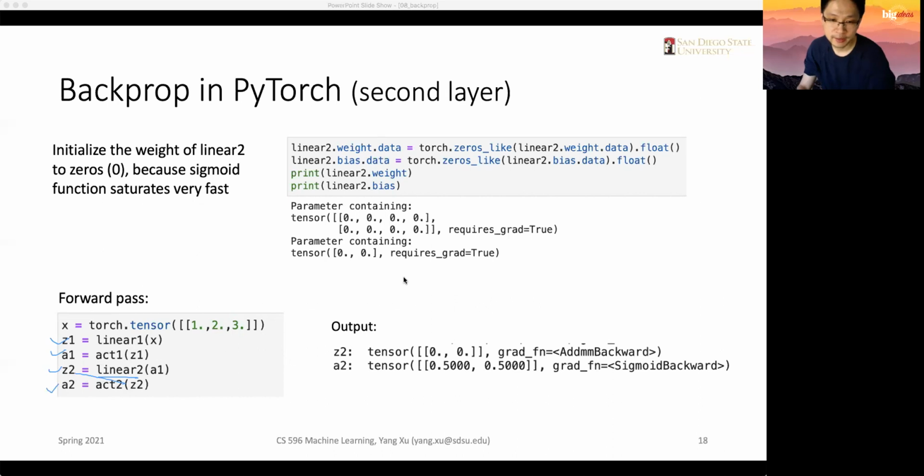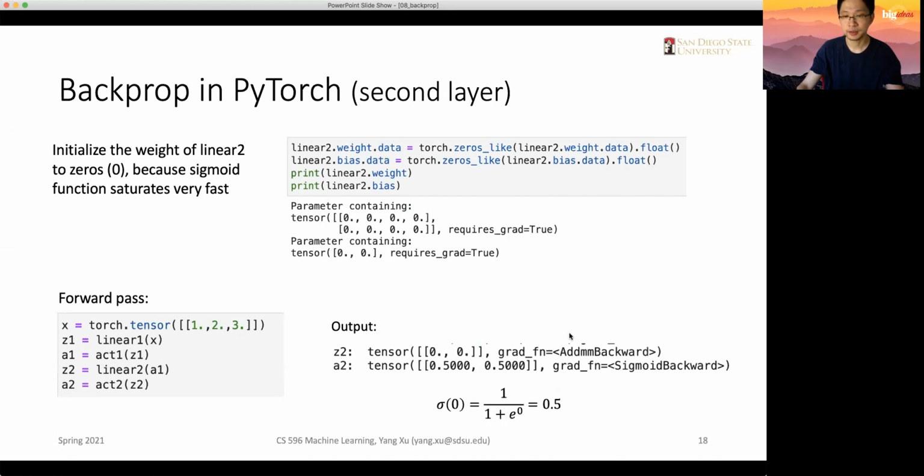If we look at the outputs, as expected, because all the parameters are initialized to 0 for layer 2, Z2 would be 0. And since Z2 is 0, the output of A2 would be 0.5, which is exactly the midpoint of a sigmoid function. The middle of the sigmoid function is 0.5. All right, that is the forward pass.